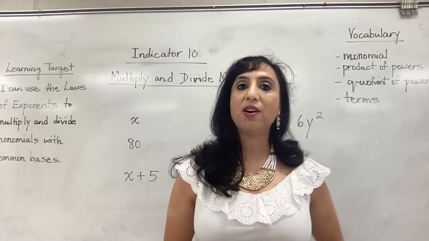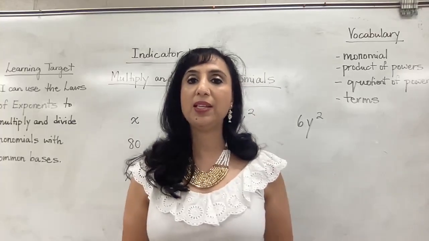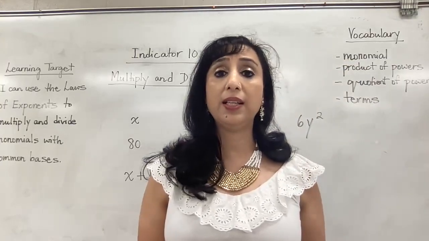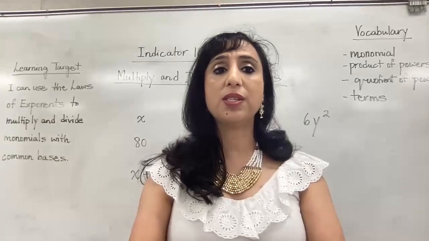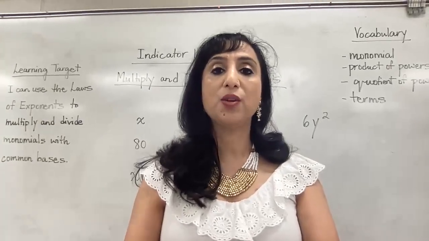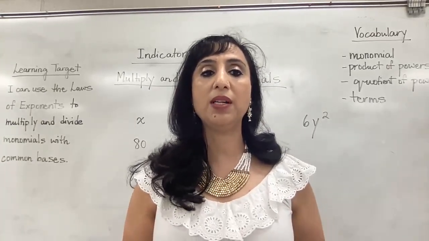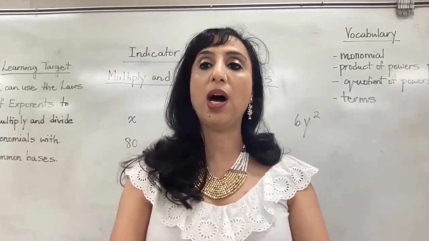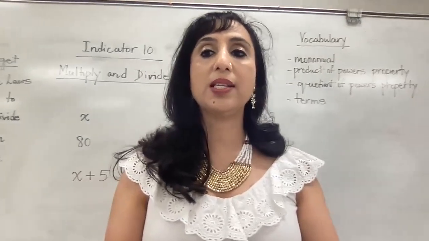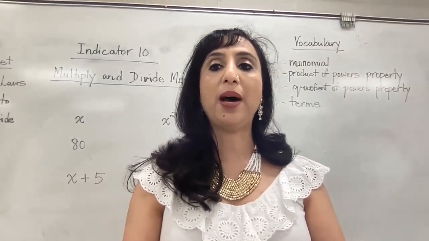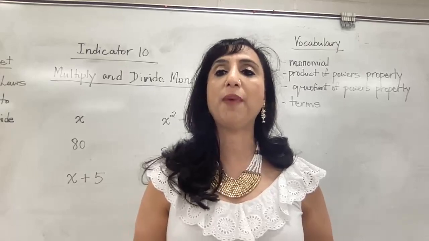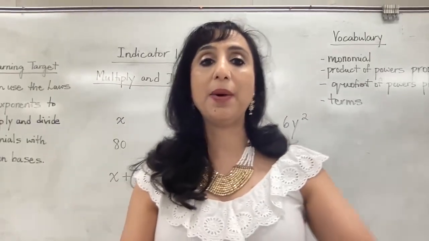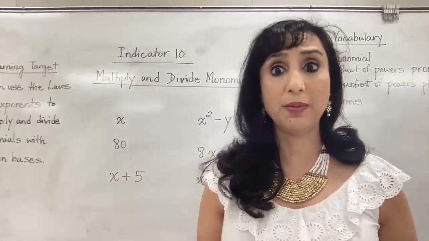So the second part of indicator 10 is multiplying and dividing monomials. And the learning target: I can use the laws of exponents to multiply and divide monomials with common bases. So the vocabulary that you are going to be learning is monomial, product of powers property, quotient of powers property, and terms. Okay, so we'll go into that, but let's first begin with what is a monomial.